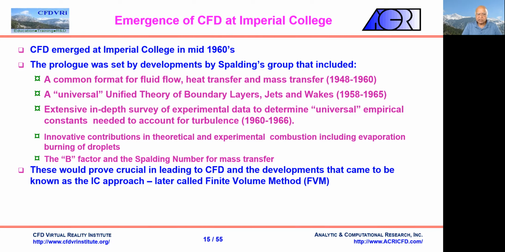More important, he had done an extensive, in-depth survey of the experimental data to determine universal empirical constants needed to account for turbulence. Then he had also made innovative contributions in theoretical and experimental combustion, including evaporation burning of droplets. These led to the B factor and the Spalding number that is used today. These developments would prove crucial in leading to CFD and the developments that came to be known as the Imperial College approach, or the finite volume method.